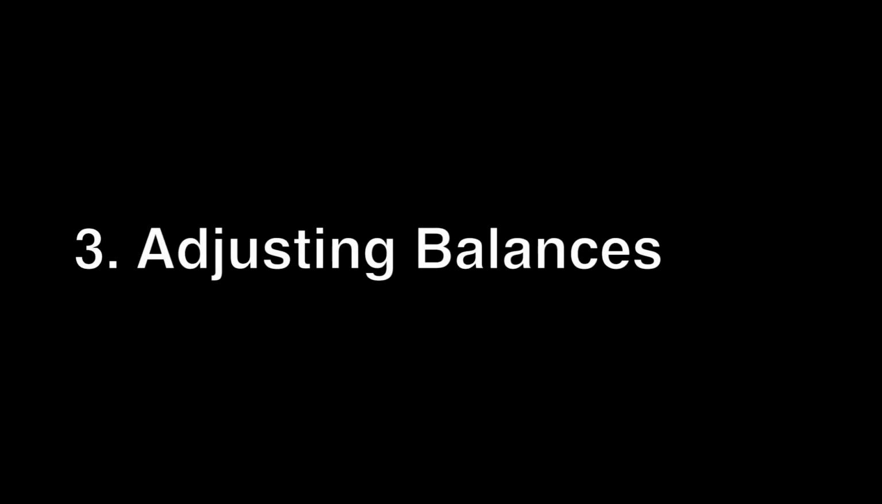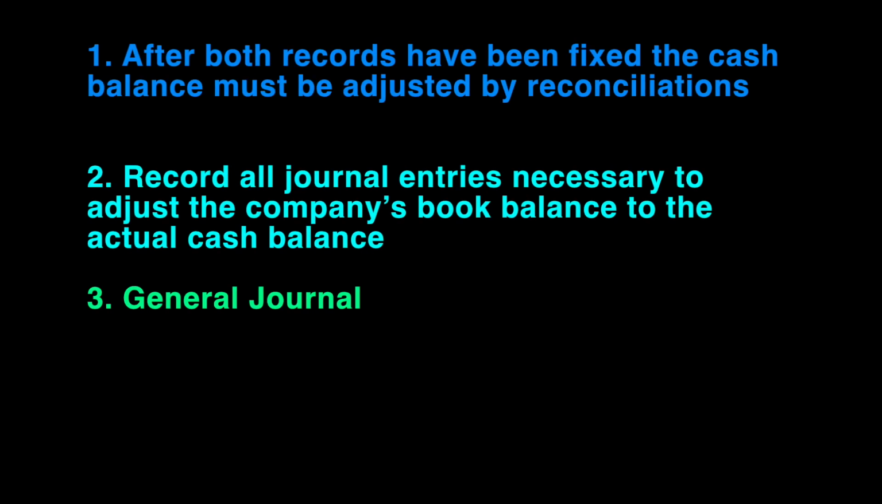The third step is adjusting the cash balance. There are three steps to do this. Firstly, after both records have been fixed, the cash balance must be adjusted by reconciliations. Secondly, record all journal entries necessary to adjust the company's book balance to the actual cash balance. Thirdly, create a general journal based on credit and debit memoranda and errors identified during reconciliation of the company's balance.